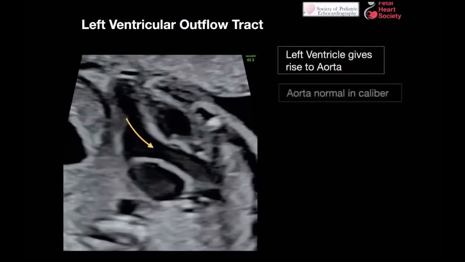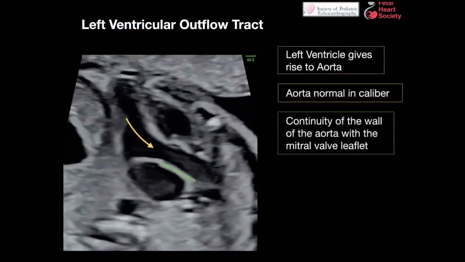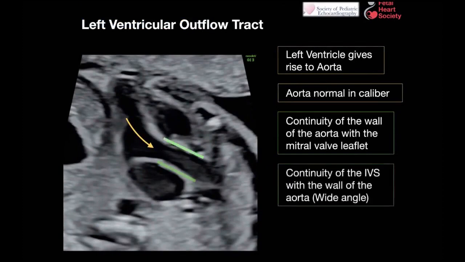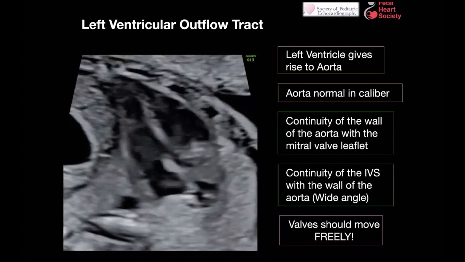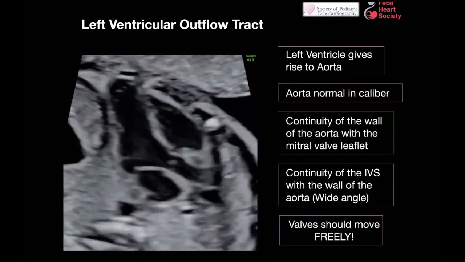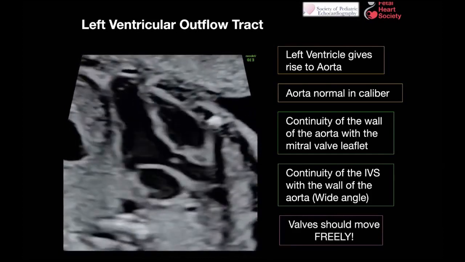And when assessing, you want to take a look at the nature of the aorta. Is it arising from the left ventricle? Aorta is normal in caliber throughout, and also take a look at the continuity of the wall of the aorta with the mitral valve leaflet, and also the continuity of the interventricular septum with the wall of the aorta. And again, it's very important to pay attention to the valves, as valves should move freely and come and go in systole and diastole.